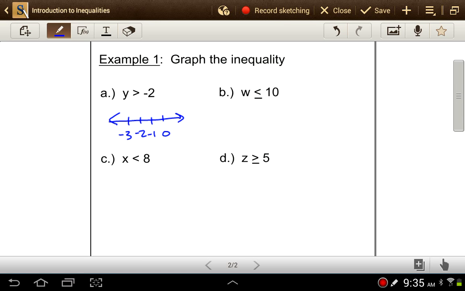I'm going to circle the -2 spot. I do not fill it in because it does not have the equal to part. And I want to shade in the numbers greater than -2. So I shade it into the right.